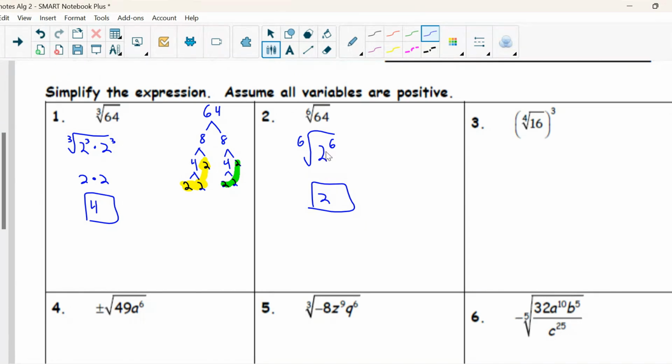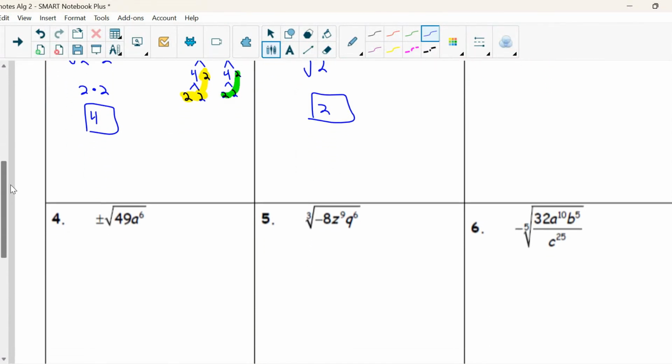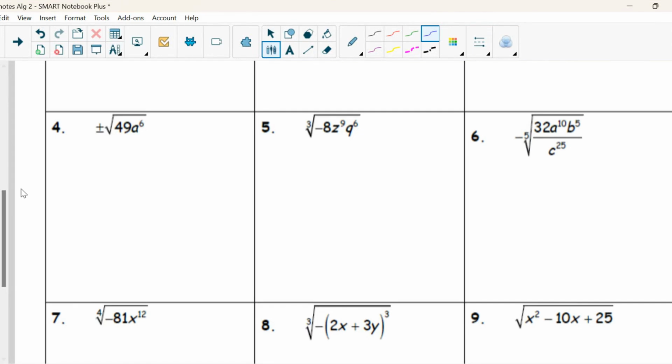All right, I'm going to skip the 3 on the right side to give us something to start class with. So let's go on to number 4. In number 4, I'm just taking the square root of 49 a to the 6th power, and I have plus and minus out in front. That's just going to carry down to my final answer. What I want to do is break up my 49 and my a to the 6th power into second powers so that it cancels with my radical. So what to the second power gives me 49? That should be fairly obvious: 7 squared.